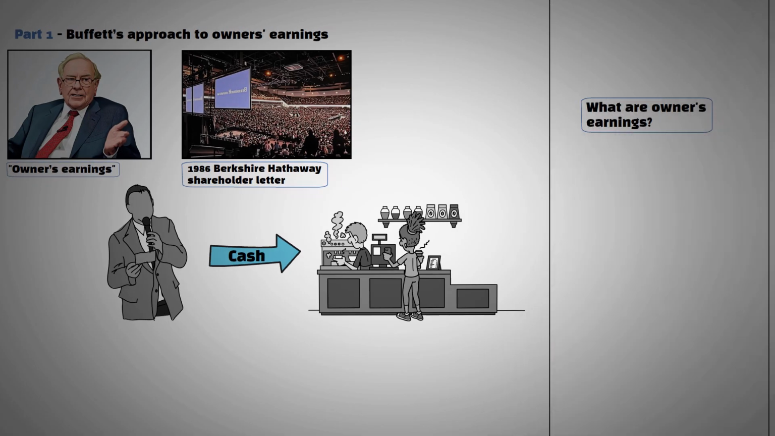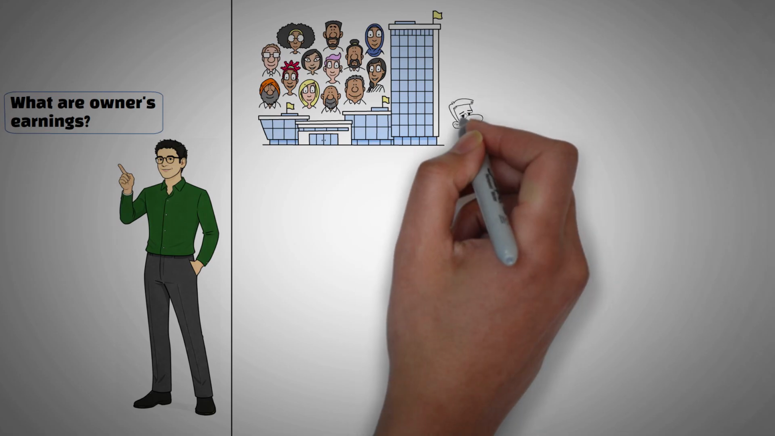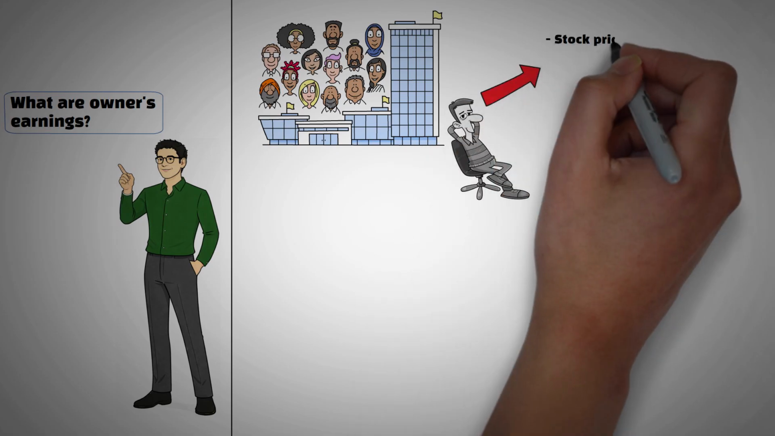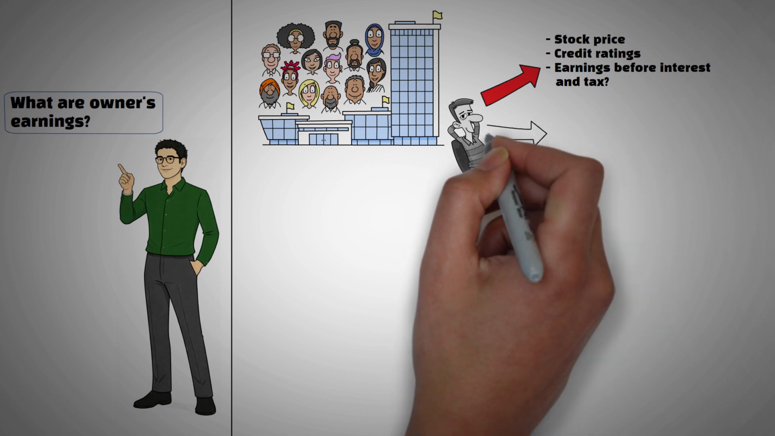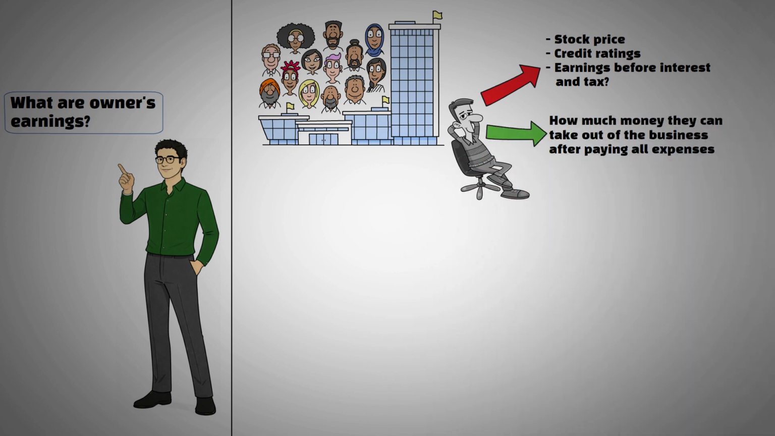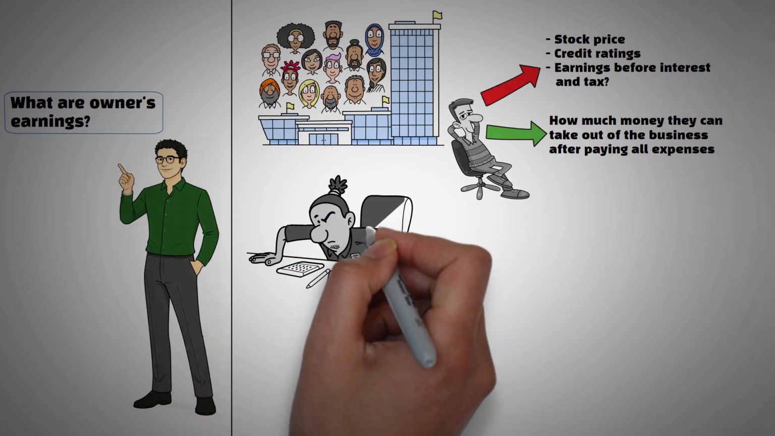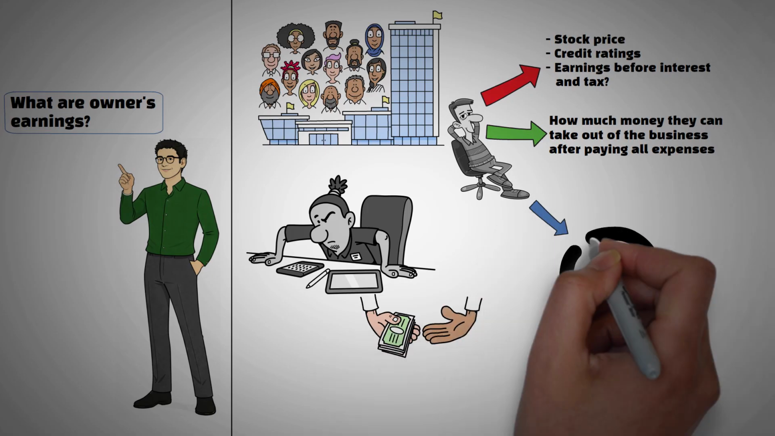To help understand why we should care about owner's earnings, consider a family-owned hotel as an example. Would the hotel owner care about the stock price, credit ratings, or earnings before interest and tax? Probably not much, but they care a lot more about how much money they can take out of the business after paying all expenses. When they have the money to take out, they look at investing in growing the hotel or paying themselves dividends. That's why the hotel owner will look at the owner's earnings.